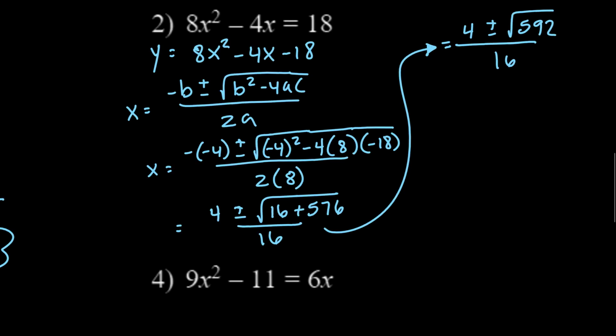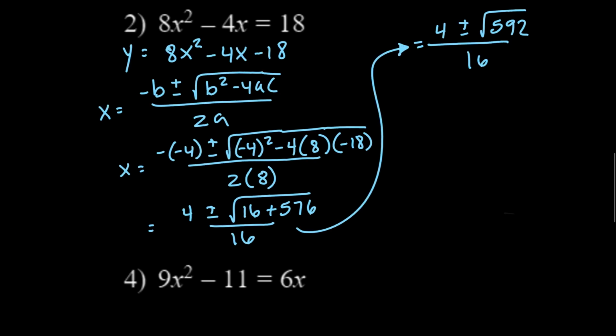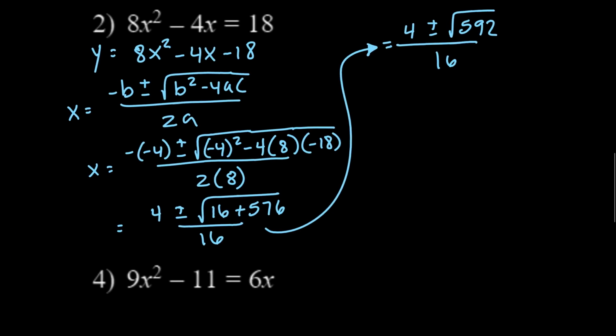And what do you think we're going to have to do? We have to simplify this square root. Simplify this radical. What perfect square can go into 592? I know. It takes a lot of room. 4. What 4 times what? 148? 4 doesn't go into 148 as well?